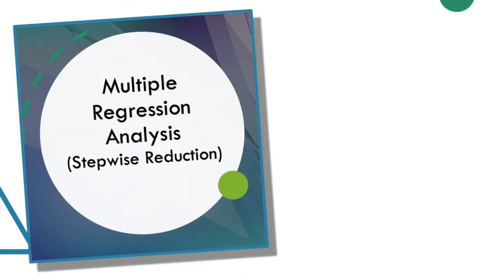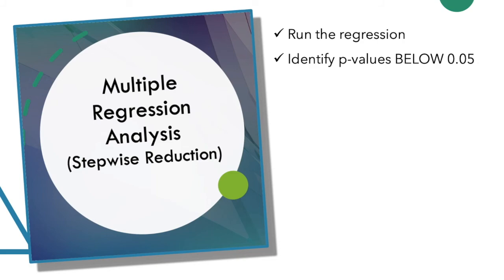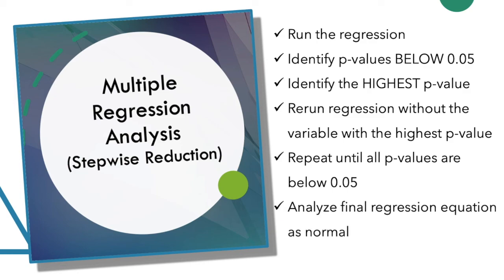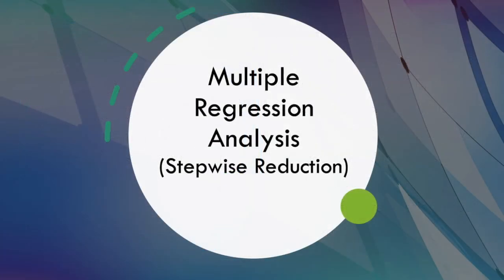So let's do an overview now of multiple regression analysis using stepwise reduction. The first thing we're going to do is run the regression. Then identify p-values that are below 0.05. We need to keep those. We're going to identify the highest p-value that's above 0.05 and run the regression without it. We'll repeat until all p-values are below 0.05 and then analyze the final regression as normal. So many things you can do with this.